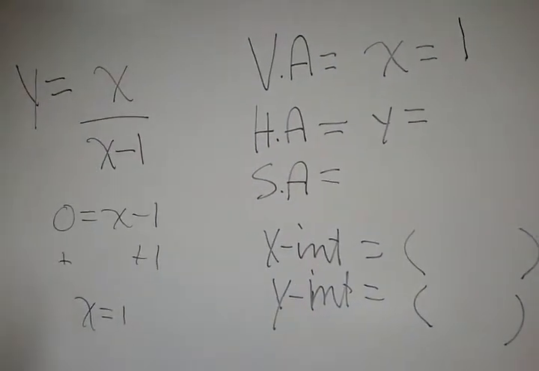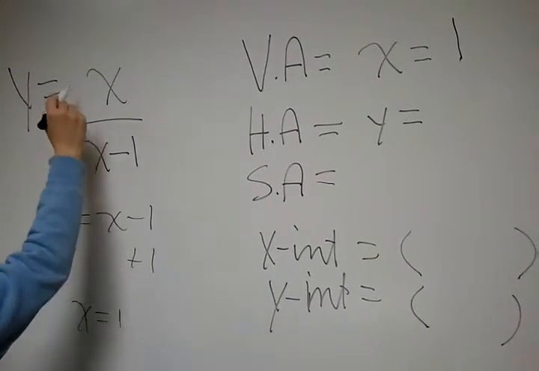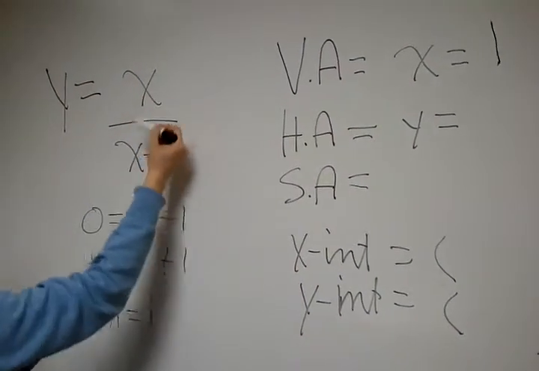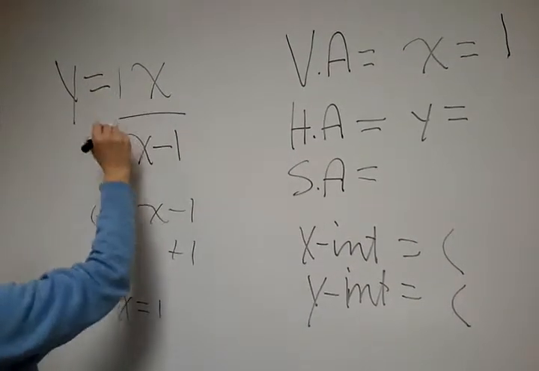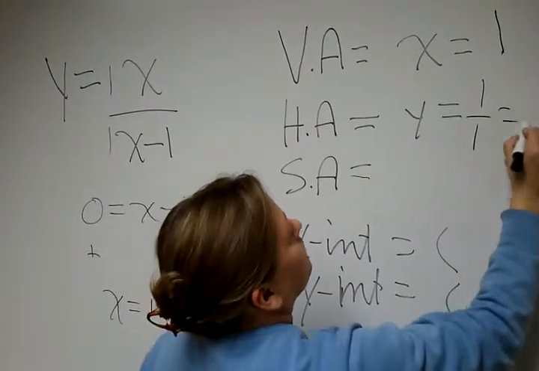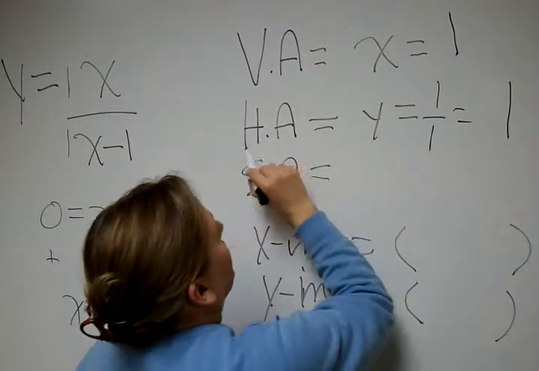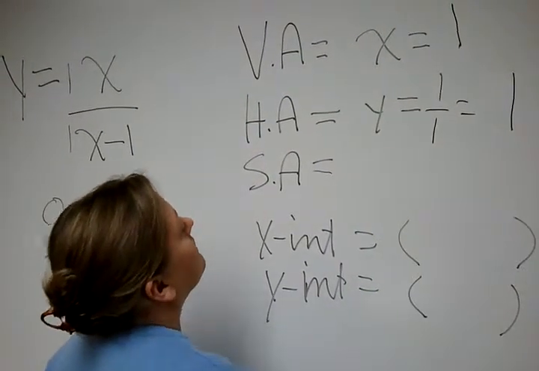When we're finding our horizontal asymptote, we just take the coefficients, since our variables have the same power with the exponent. We take 1 over 1, so y equals 1 over 1 equals 1. So our horizontal asymptote is equal to 1.